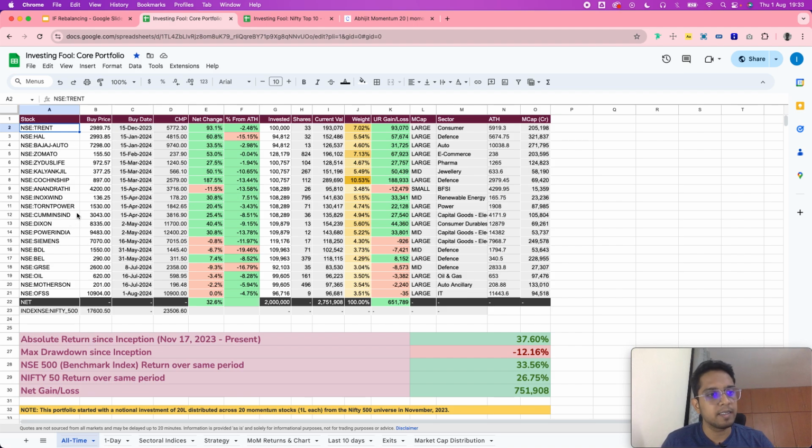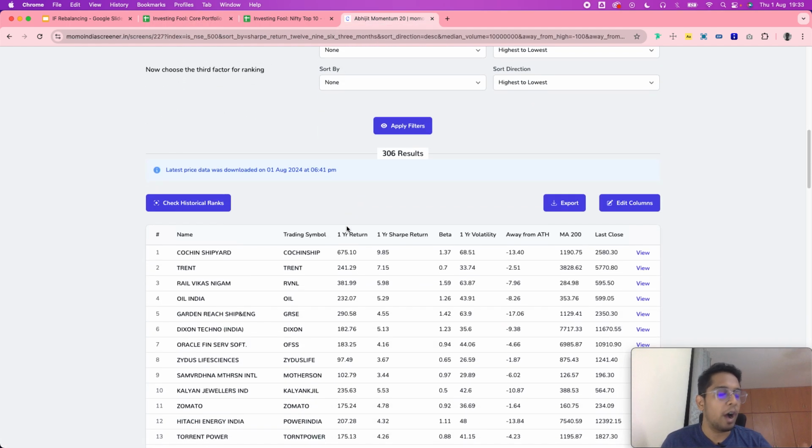When I did this exercise, only one stock, which was Shobha, was not in the top 50. Shobha was like 64 or something, right? And then how do I find the next best stock?